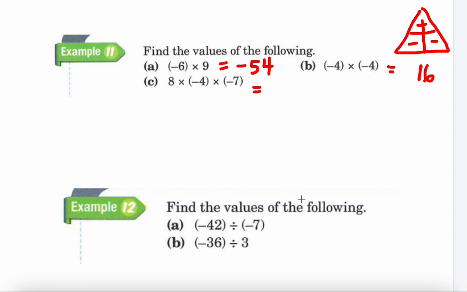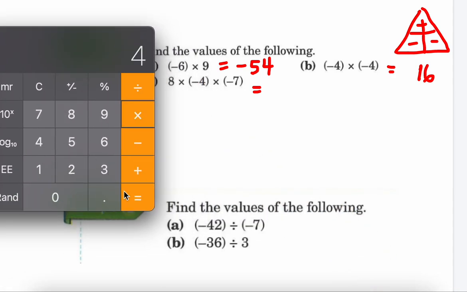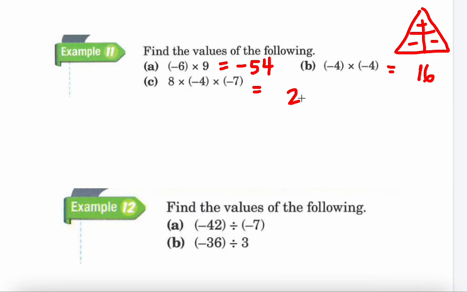All right, and next up I have 8 times negative 4 times negative 7. Okay, so I'm going to use my calculator. 8 times 4 is 32. I'm going to take that answer and multiply it by 7, and it's 224. That's if they were all positive. Now I have a positive times a negative. Okay, positive times negative is negative. Okay, so now I have a negative, and then that negative answer is going to multiply by a negative. So negative times negative is positive. So it ends up being positive as well. So you should have gotten negative 54, 16, and 224 for those three problems.